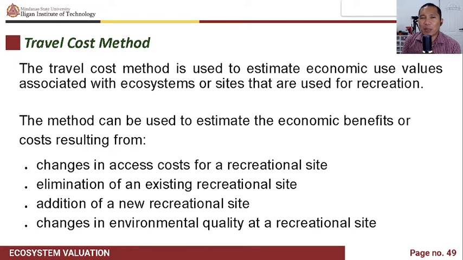So the method can be used to estimate economic benefits resulting from changes in access costs for a site, elimination of an existing recreational site, for example, if this recreation site will be replaced by something economically viable, addition of a new recreational site, or expansion or the changes in the quality of the environment at a recreational site.